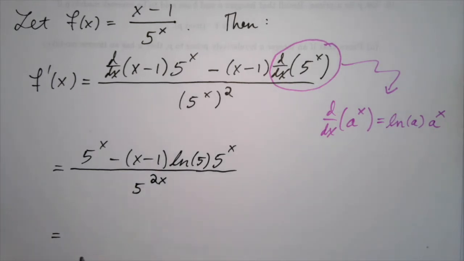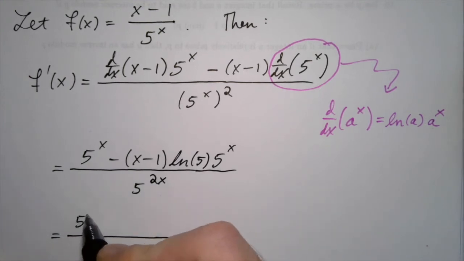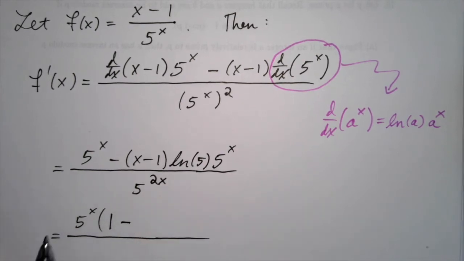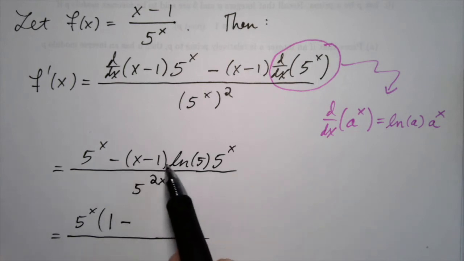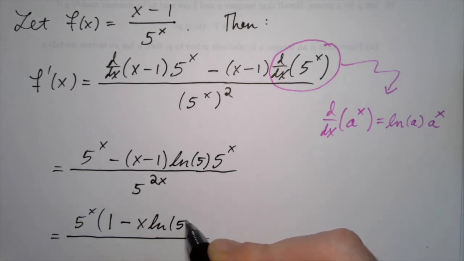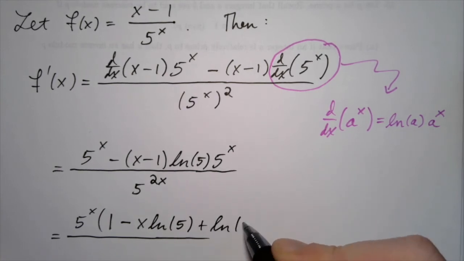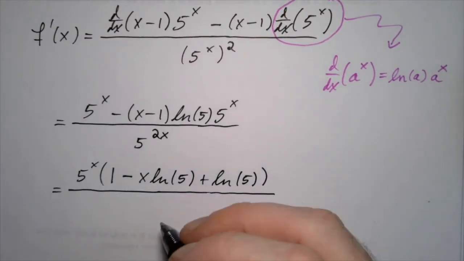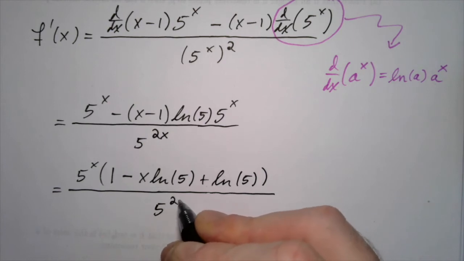We will actually be able to simplify in this case, though, because there's a common factor of 5 to the x. We can factor out 5 to the x from itself. That just leaves 1. And then let's also write all the terms here. So we'll have minus x times ln of 5 plus ln of 5. Very good. All right, and then in the denominator, we'll have 5 to the 2x.